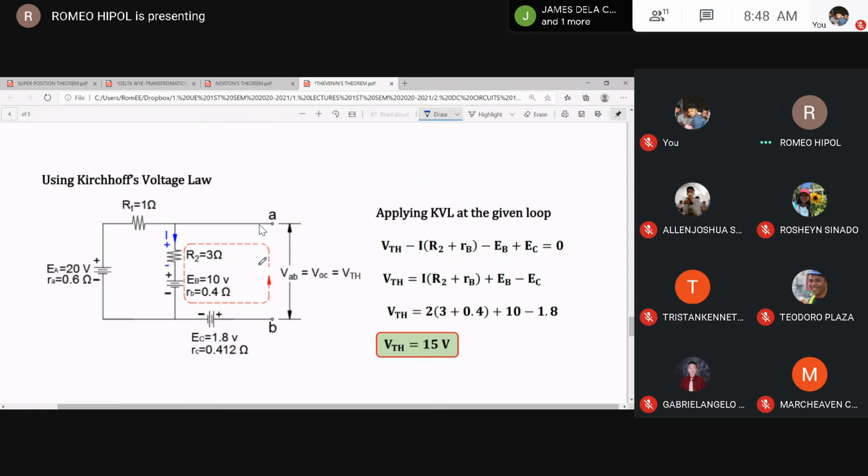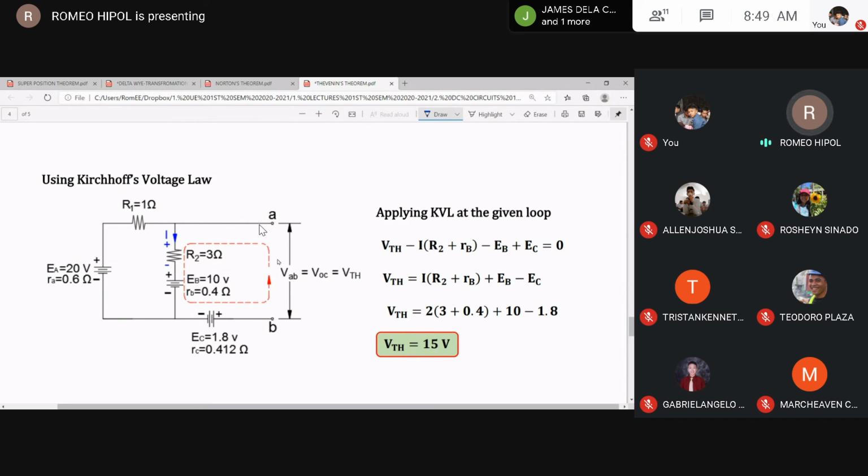Nakuha. Okay, by applying KVL or Kirchhoff's voltage law. In this case, on this loop, although open yung ating circuit connection. Tama? Di ba open circuit to? Pero in calculating the KVL, we need to consider the battery, yung source niya. Nakuha?